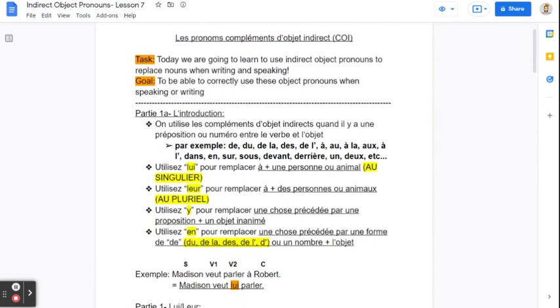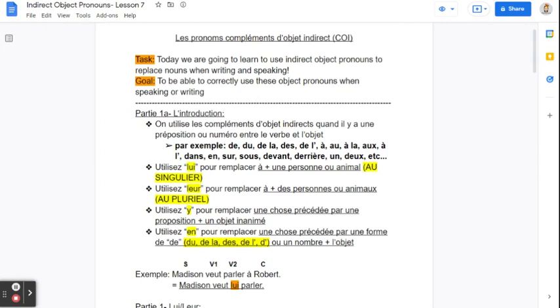On utilise les compléments d'objet indirect quand il y a une préposition ou un numéro entre le verbe et l'objet. So, we use indirect object pronouns in French when there is a preposition or a number between the verb and the object. Some of those prepositions can be like de, du, de la, or something like à la, au, and something like dans, sur, devant, and then numbers, obviously.